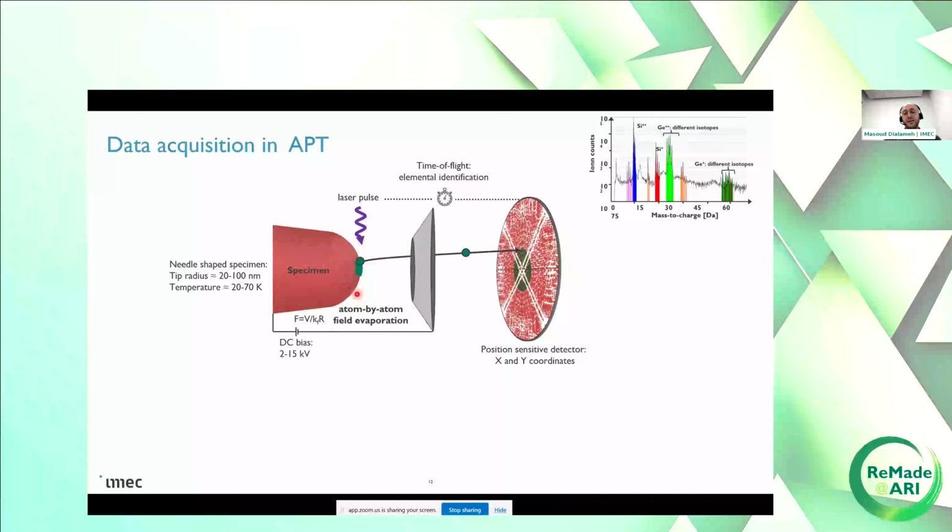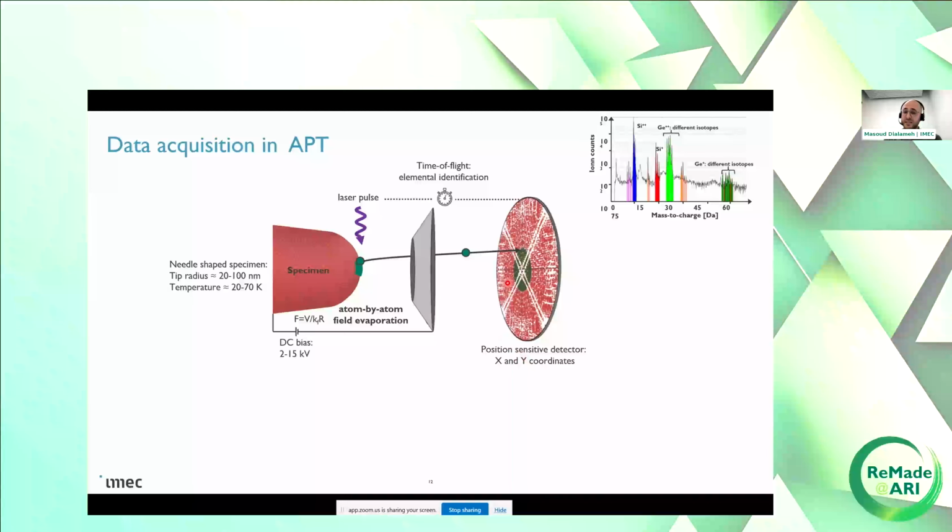So during the data acquisition, we would like to remove atoms one by one from the specimen. Basically, we consume the specimen and detect their identity on our detector. The way it works is based on a field evaporation process. So there will be a laser pulse or voltage pulse, basically ionizing every individual atom from the specimen. So once the atom is ionized and released from the surface, it immediately accelerates toward the detector.